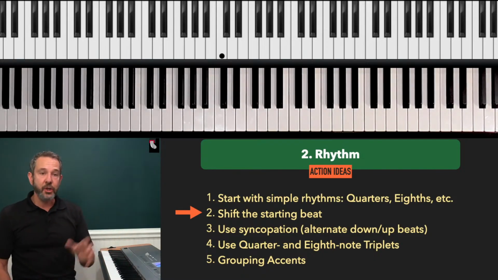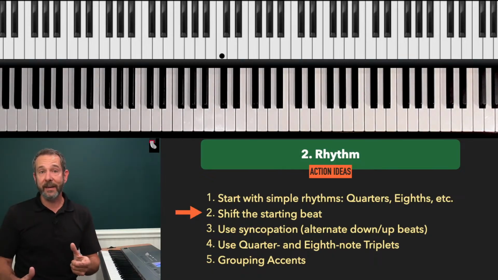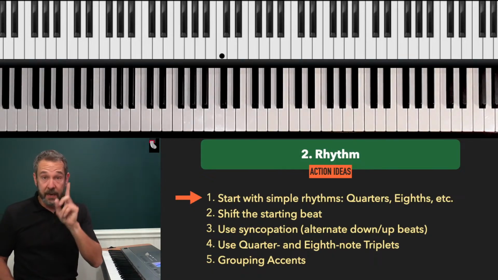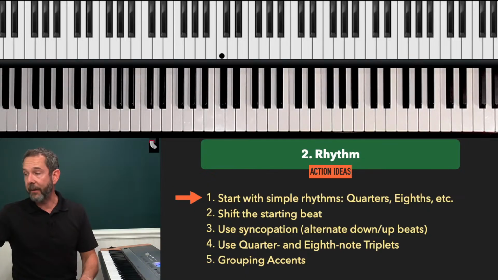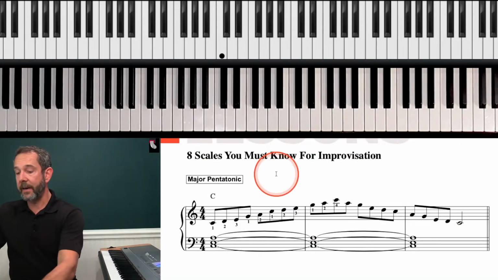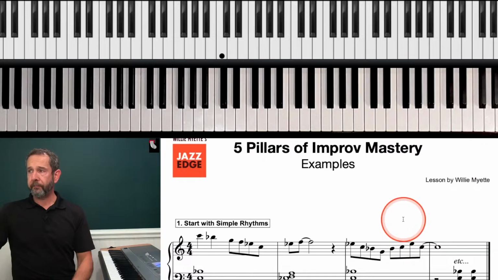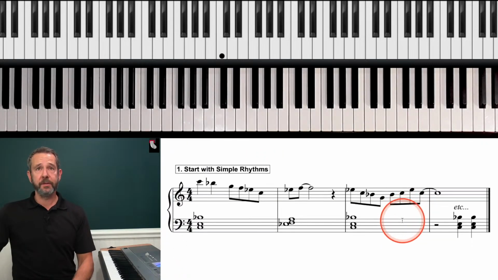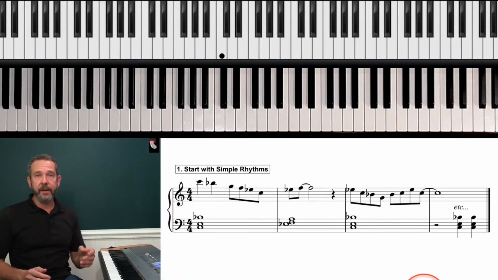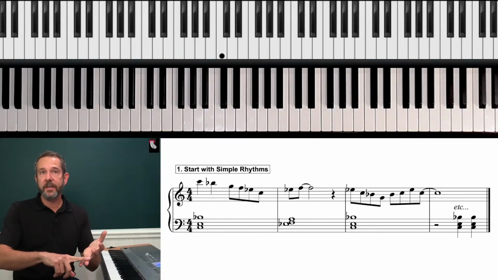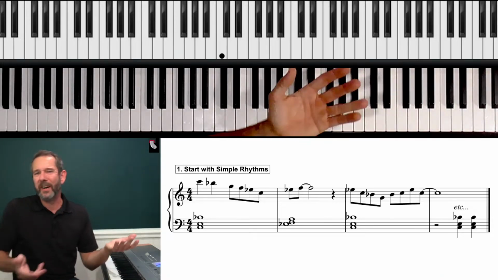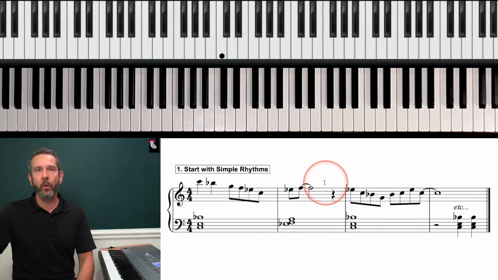The other thing is shift the starting beat. I actually have some musical examples for each of these. Let's go through those right now. The first one is: start with simple rhythms. Notice what I'm doing here is I'm just using quarter notes, eighth notes, half notes, whole notes. It's real simple, and a quarter rest in there.